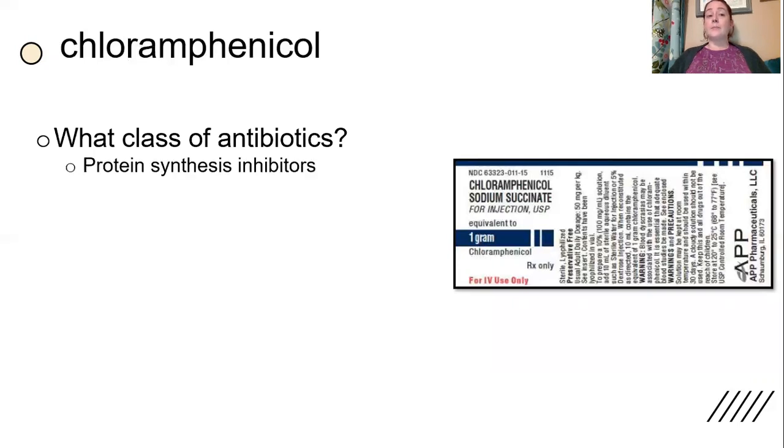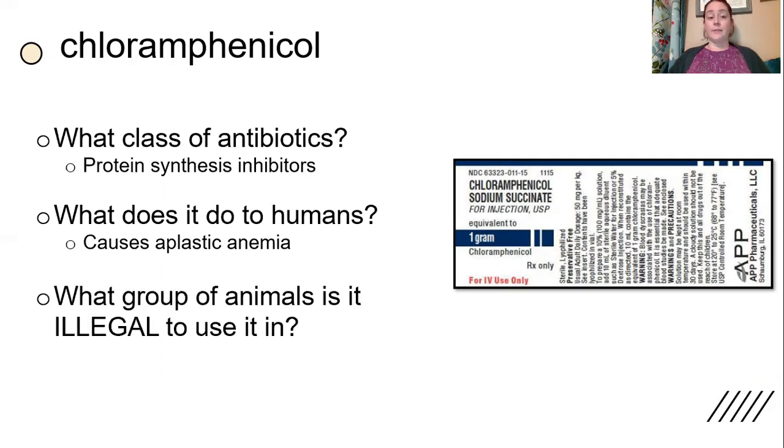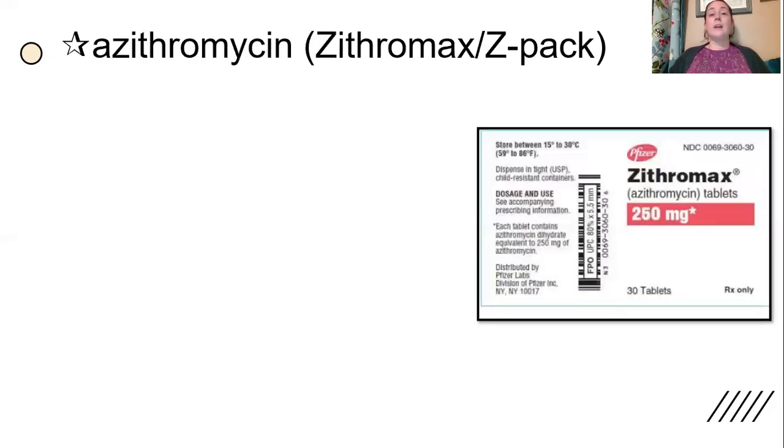Chloramphenicol, this belongs to our protein synthesis inhibitors. It can cause aplastic anemia in humans, and it is illegal to use in food animals. The byproducts, the meat, cheese, milk, butter, things like that could cause humans to become very sick with aplastic anemia, which could be potentially fatal.